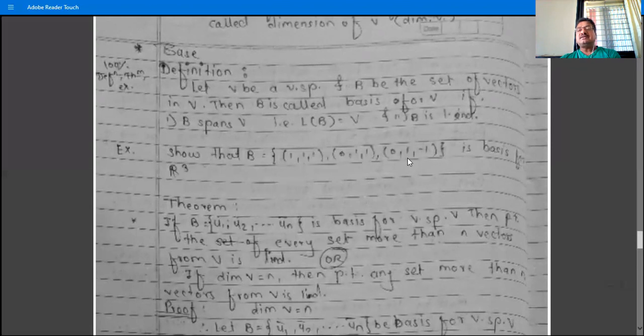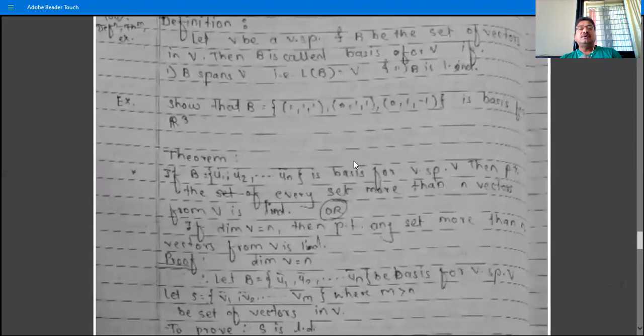That is, no set containing fewer or more than three vectors from R3 is a basis of R3. So if the set contains two, four, five, or one vector from R3, then it is not a basis of R3. So a set is a basis for R3 if it contains exactly three vectors and the set is linearly independent or the set spans V.